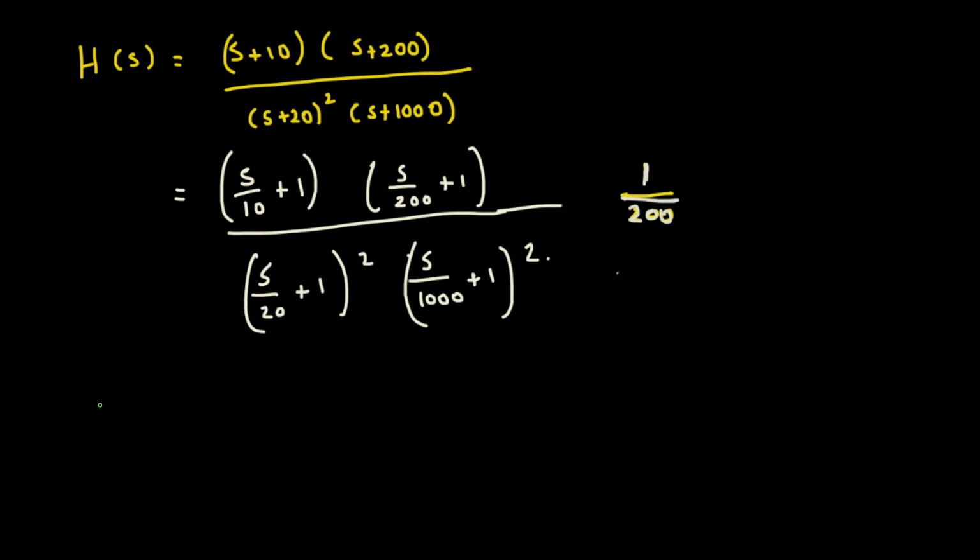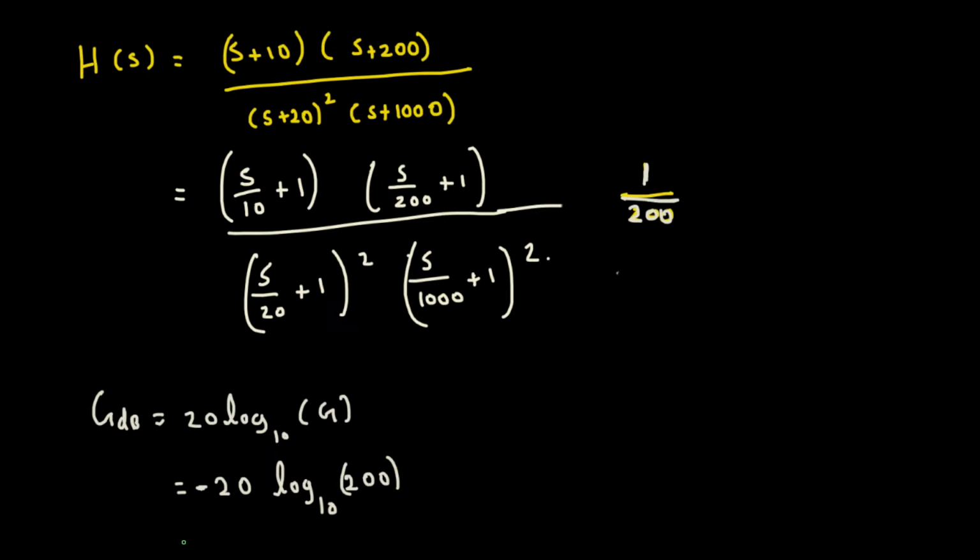Now we have to calculate the gain. To calculate the gain in decibels, we use this equation: gain equals 20 log10 of the gain value. The gain we have is 1 over 200, so we put that here. 20 log10 of 1 over 200, which you can write as 200 to the power of minus 1. The minus can be brought to the front, and if you calculate the value of this, you end up getting negative 46.02 decibels. Okay, and that's our gain.